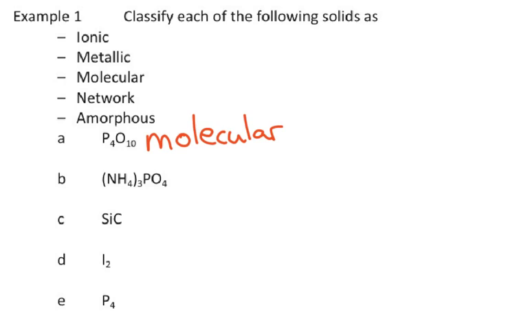B, (NH4)3PO4, ammonium phosphate. It is not metallic. It's not network. It's not amorphous. So that leaves us with either ionic or molecular. Well, this in fact is an ionic solid because it's made of 2 ions. As you would remember from Physical Science 20, NH4 is ammonium, PO4 is phosphate. That makes an ionic compound, ammonium phosphate.